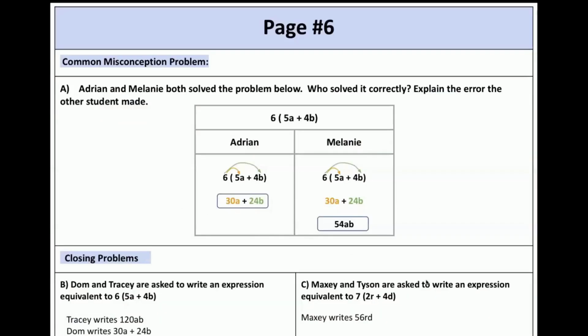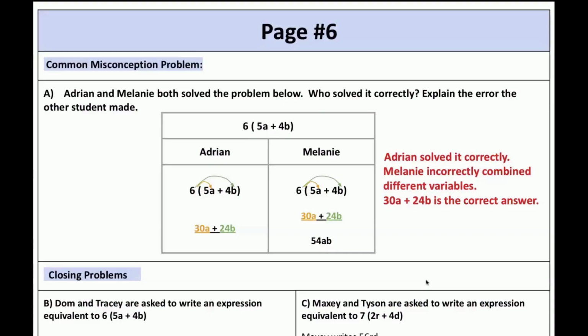Go ahead and complete all of page 6, then come back to the video. Go ahead and check your work for problem A. Remember, in this problem, Melanie made the classic mistake of combining different variables. Our final answer should have been 30a plus 24b. You can't combine different variables, so it would not be 54ab, and Adrian would be correct.